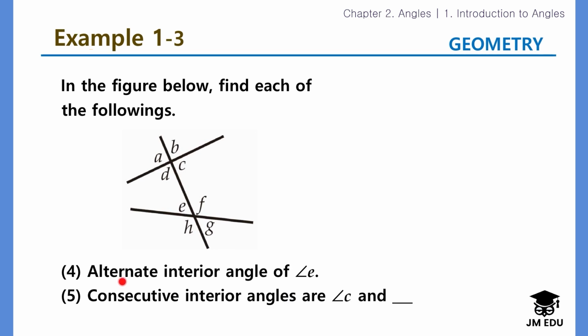Number 4, alternate interior angle of angle E. Remember, alternate interior angles are the interior angles formed on the opposite sides of the transversal. This is our transversal, right? So alternate interior angle of angle E must be angle C, right? So that's angle C. Number 5, consecutive interior angles are angle C and angle F, right? Consecutive interior angles are literally consecutive interior angles. So C and angle F.